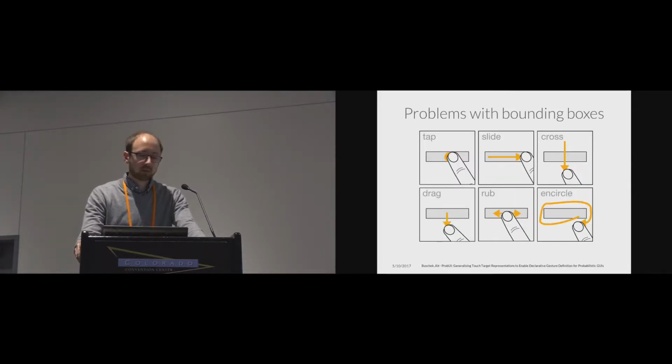Then another problem is that beyond the simple tap, there are other little gestures that have been proposed in the literature, like sliding or crossing a widget to activate it or encircling it. Some of these might be more suitable for people with motor impairments, for example. And it seems a bit odd that we have this static box model for something that consists of more than one touch event that has a temporal dimension, basically.